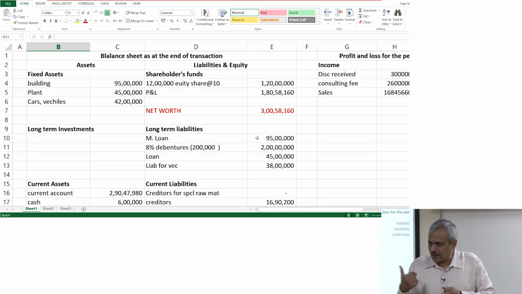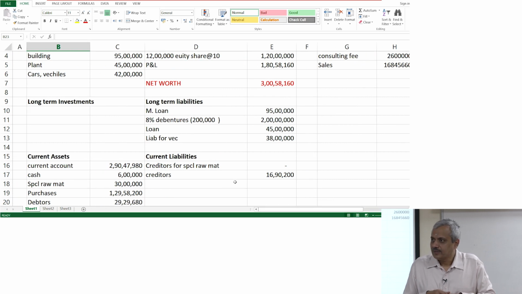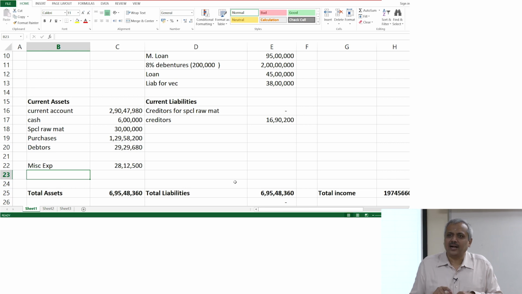In the whole process, what happens? Number one, my net worth can get eroded. Number two, if I show a huge loss, I don't have to pay tax on that, perfectly all right, only that year, and so on and so forth. Instead, my tax laws allow me to carry forward these losses.